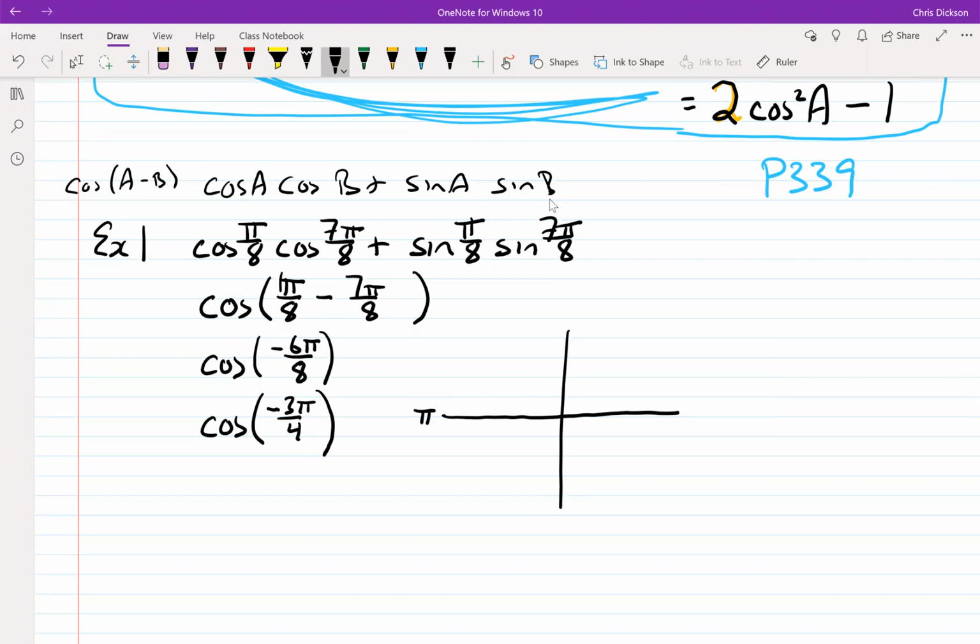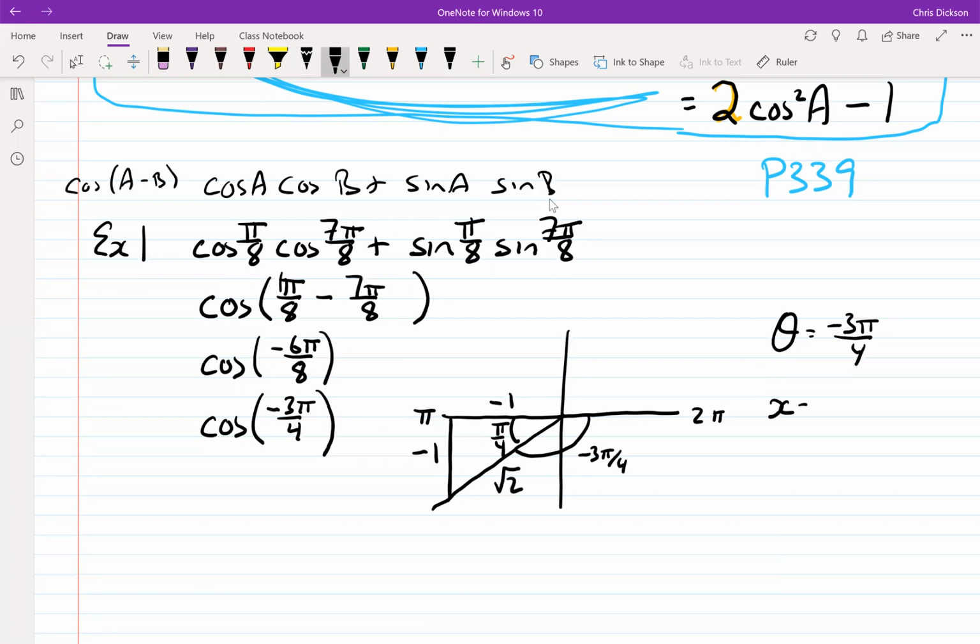So that's pi, and that's 2 pi. And if I'm looking at the angle negative 3 pi over 4, that would be that angle. And that gives me a reference angle of pi over 4. And so that makes this the 1, 1, root 2 triangle. So I know x is negative 1, y is negative 1, and r is root 2. So this actually would be x over r. So negative 1 over root 2, which if we rationalize that, we get negative root 2 over 2.